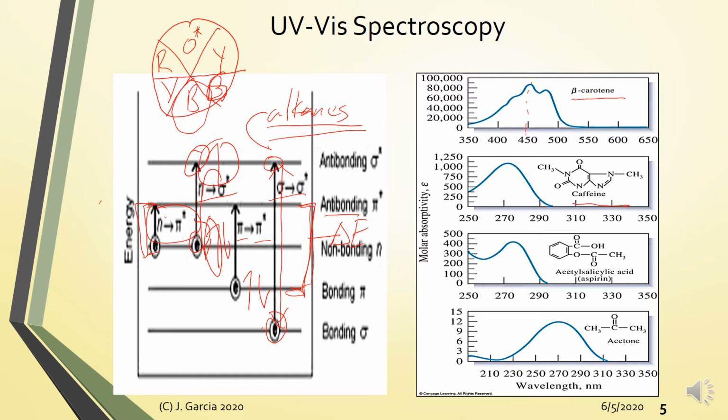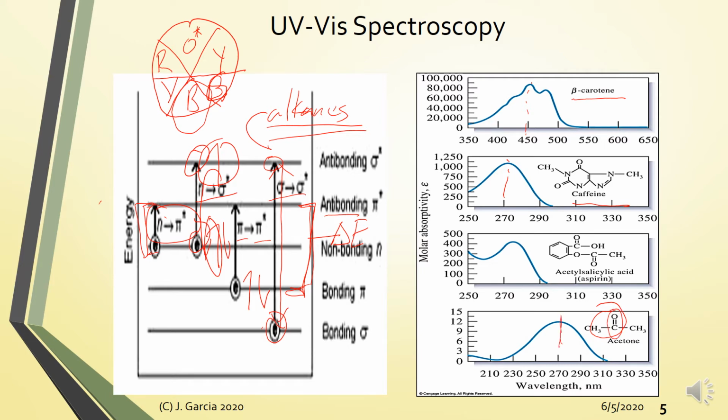You also have caffeine. Given its molecular structure, caffeine has a lambda max at around 270, so in the UV range. And even acetone, which is a colorless compound, just like caffeine, has its corresponding absorption at around 270, which is due to the carbonyl functional group.